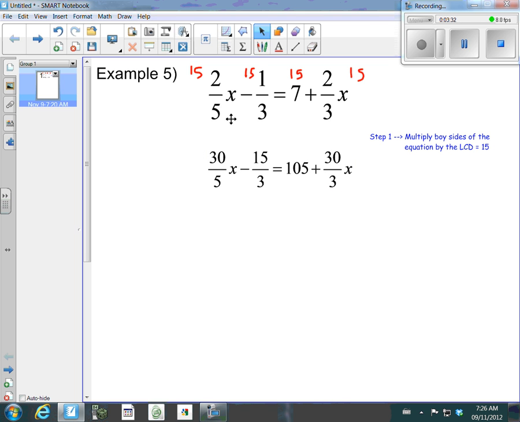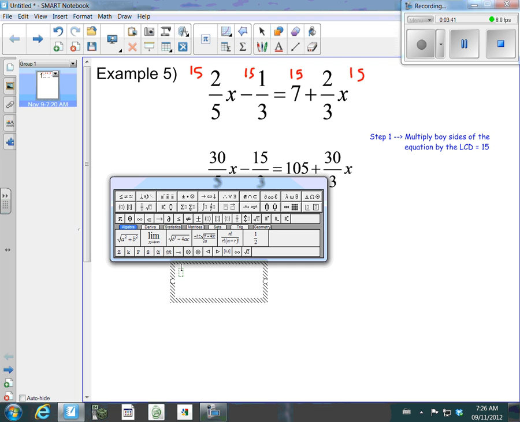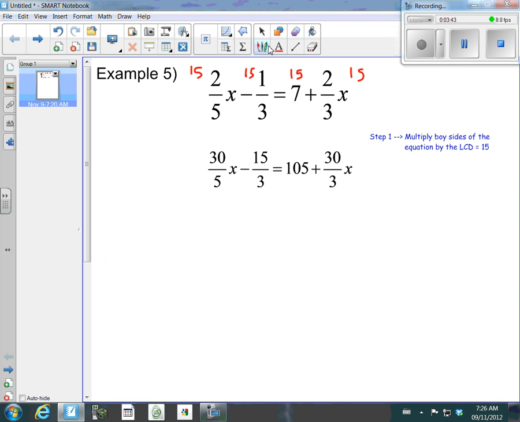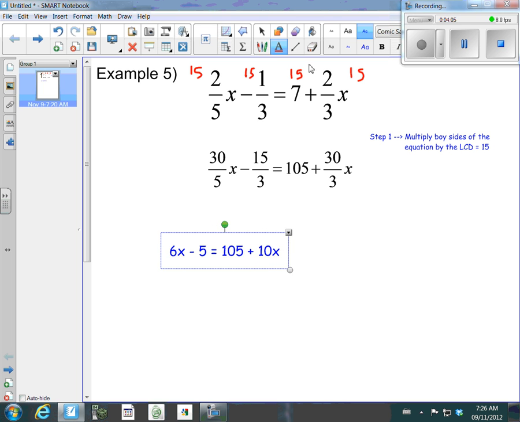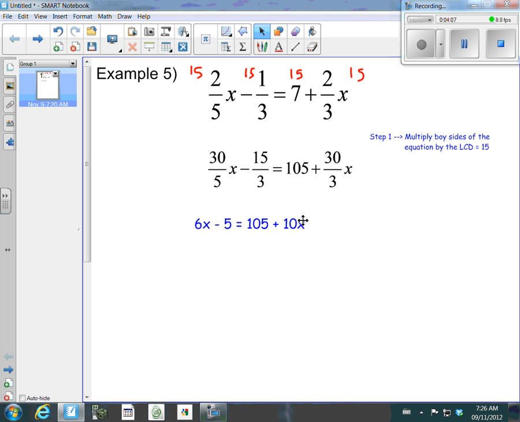Now the reason that we do that is for the next step. What happens to those fractions once we multiply by the LCD? Well, let's take a look. 30 divided by 5, well, that's 6. 6x minus 15 divided by 3 is 5 equals, we got the 105 there, plus 30 divided by 3 is 10x. Okay, now doesn't that look like a much easier equation to deal with?